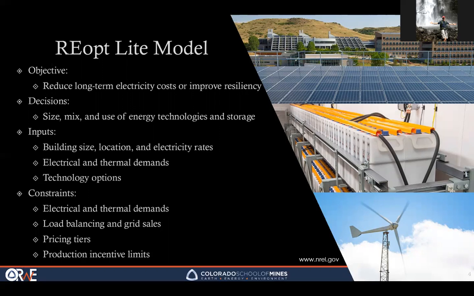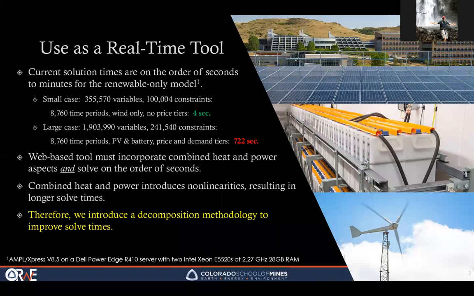So this model is used to help users make decisions with a web-based tool. And as a web-based, kind of real-time tool, the users are expecting answers quickly, and they may be discouraged if they have to wait a long time. For example, a small case of this model with wind only and no pricing tiers solves in about 4 seconds. So that's really fast, what we're looking for. But a larger case that's including a lot of different options, photovoltaics and battery, different pricing and demand tiers, can take over 10 minutes to solve.